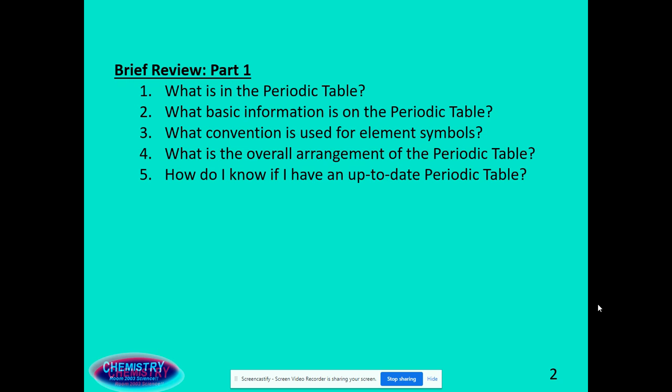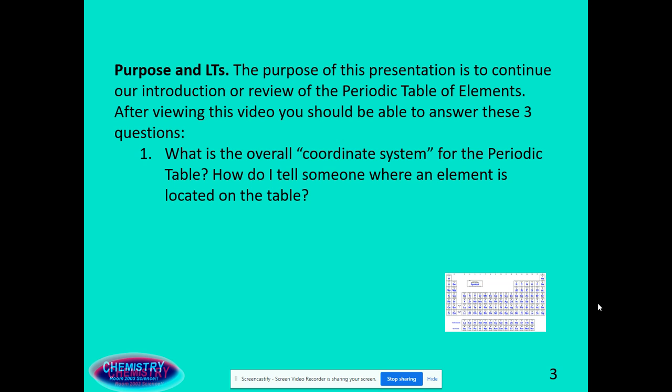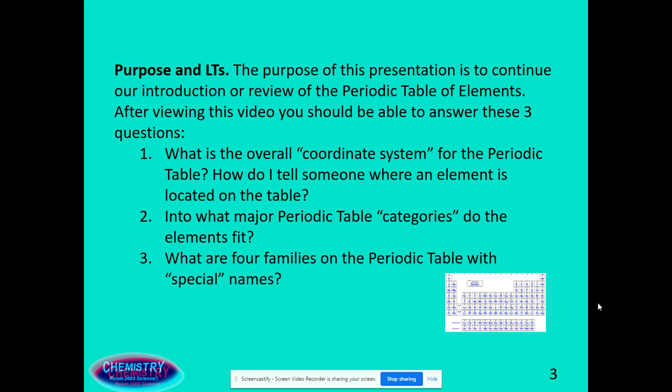You'll recall that in Part 1 we introduced the periodic table with these 5 questions. In Part 2 we continue that introduction and we look at 3 more questions, and those 3 questions are: what is the overall coordinate system for the periodic table? Or how do I tell someone where an element is located on the table? Number 2, into what major periodic table categories do the elements fit? And number 3, what are 4 families on the periodic table with special names? So without further ado, let's dive into each one of these questions.